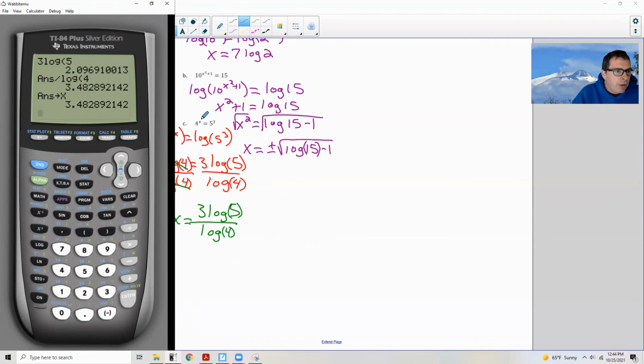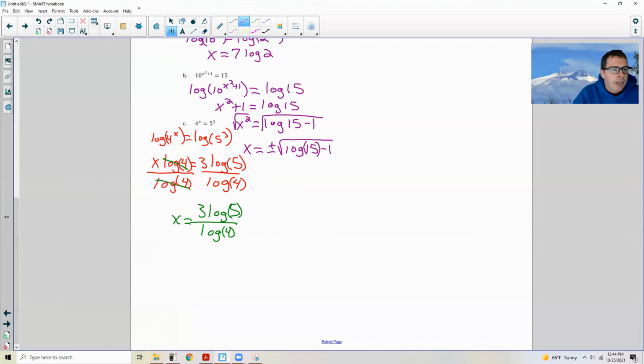Now I want to see if 4 to the power of x equals 5 cubed, which is 125. So now if I go 4 to the power of the x that we just stored, I should get 125. If I do, I did this correctly. If I don't, I didn't. Check your work.